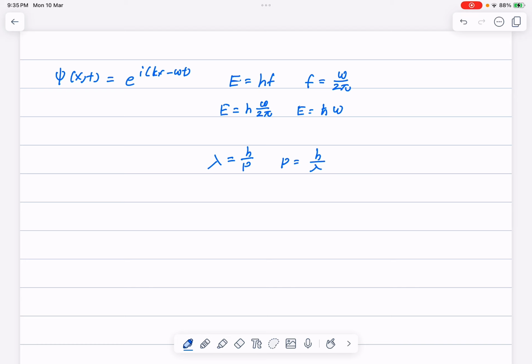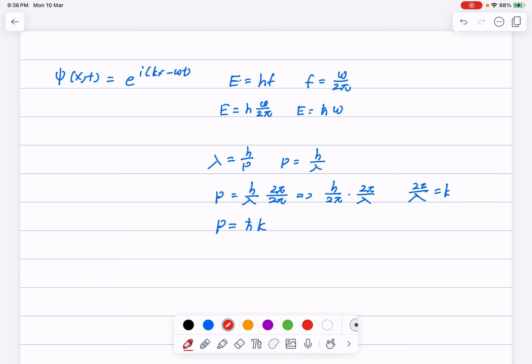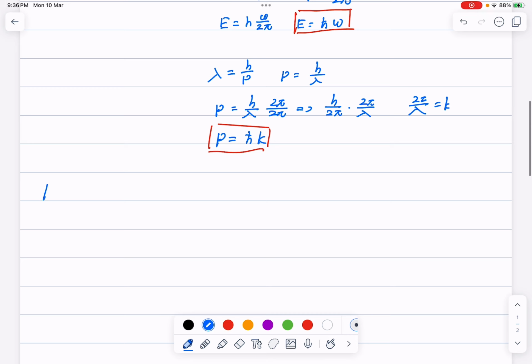If we multiply this by 2 pi over 2 pi, we get h over 2 pi times 2 pi over lambda. 2 pi over lambda is k, the wave number. So p equals h bar k. We have these two relationships, which are really important. And let's start with the momentum operator.